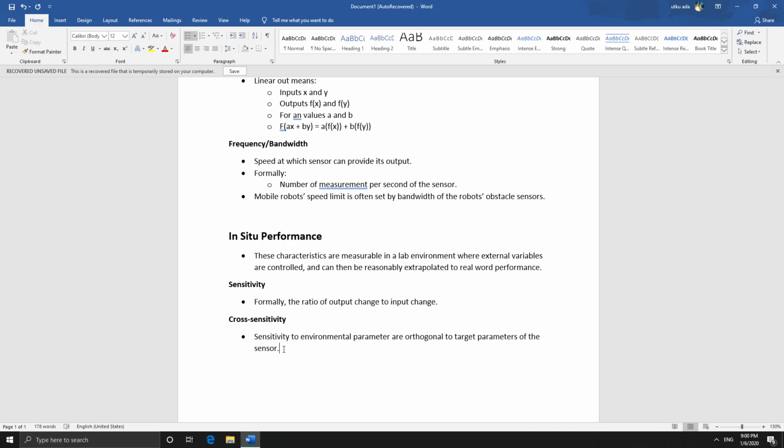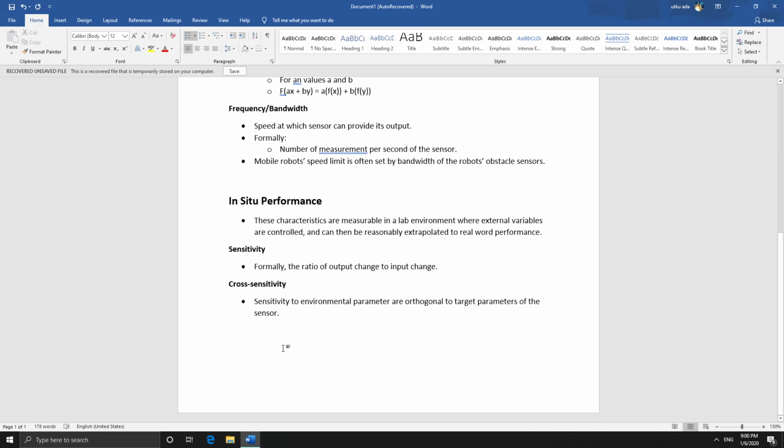So yeah, I think that's just about enough for now. And next time we should be continuing with more characteristics of the mobile robotic sensors, for instance with error and accuracy.